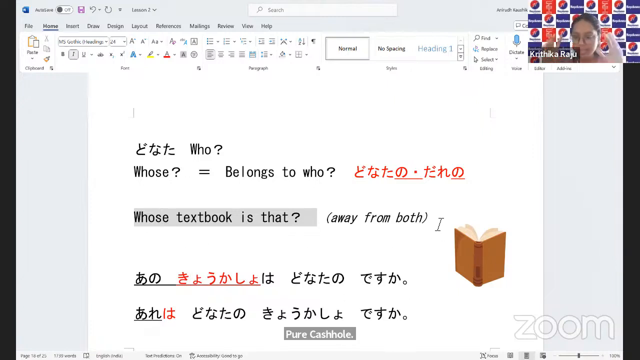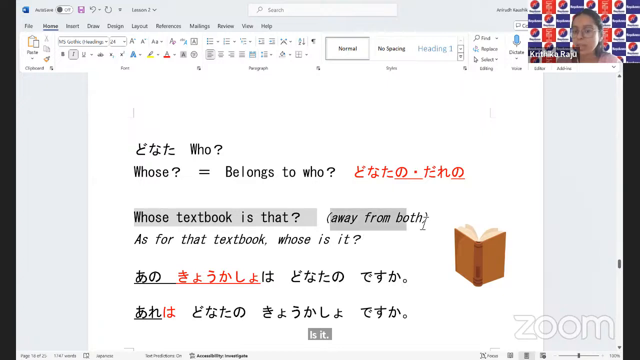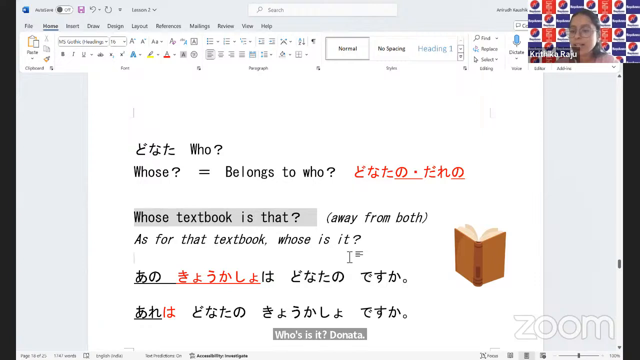So if you were to rephrase this in terms of the topic, it will be, as for that textbook, whose is it? Since it's away from both, that textbook will translate to ano kyokasho. "That" is immediately followed by the noun textbook. So it's ano kyokasho wa. Whose is it? Donata no desu ka? Ano kyokasho wa donata no desu ka?